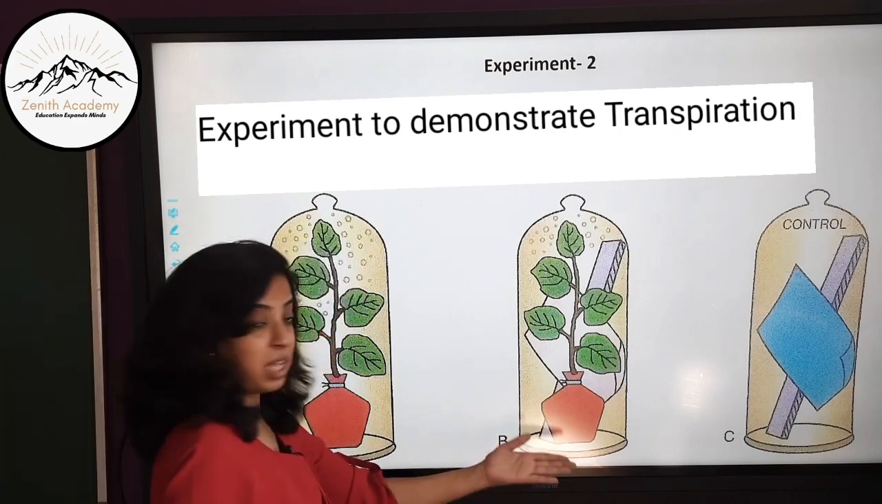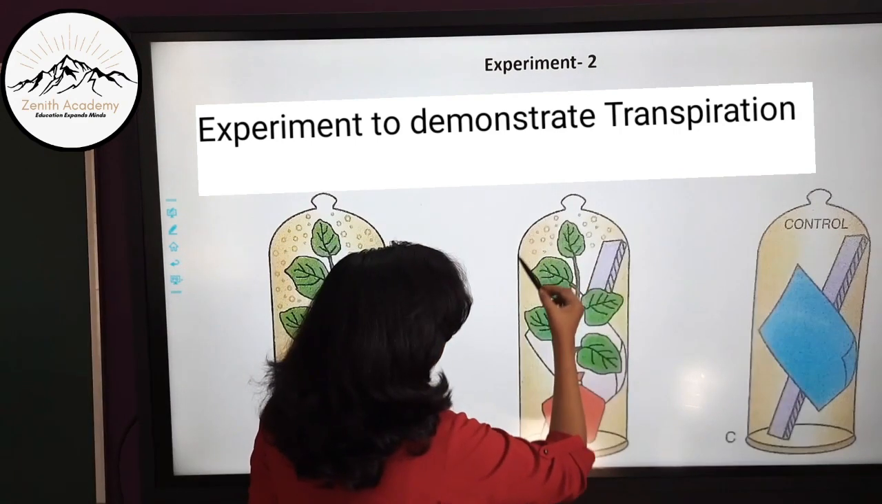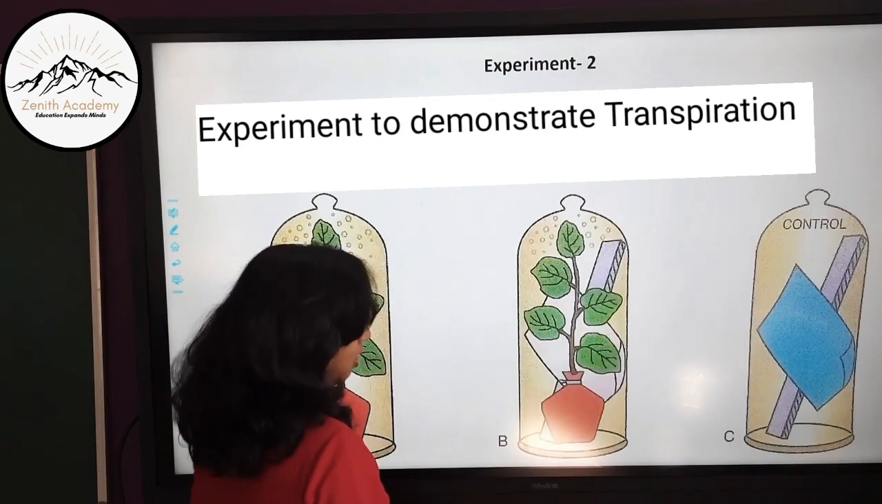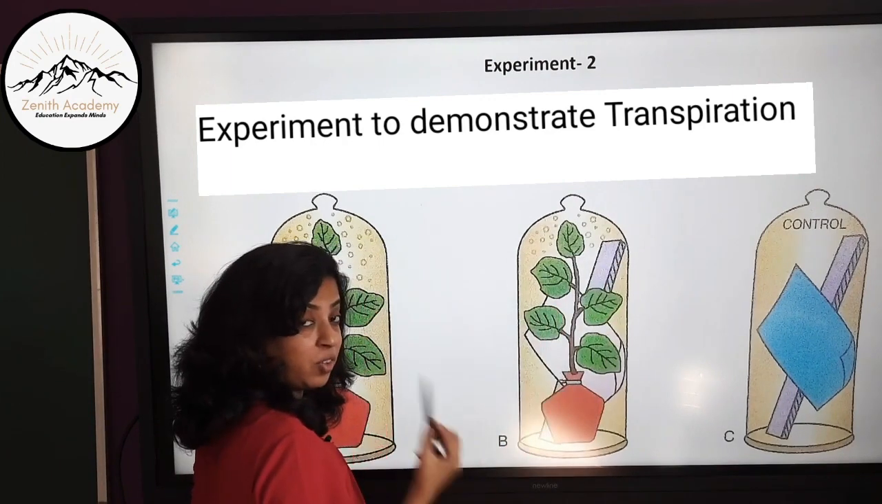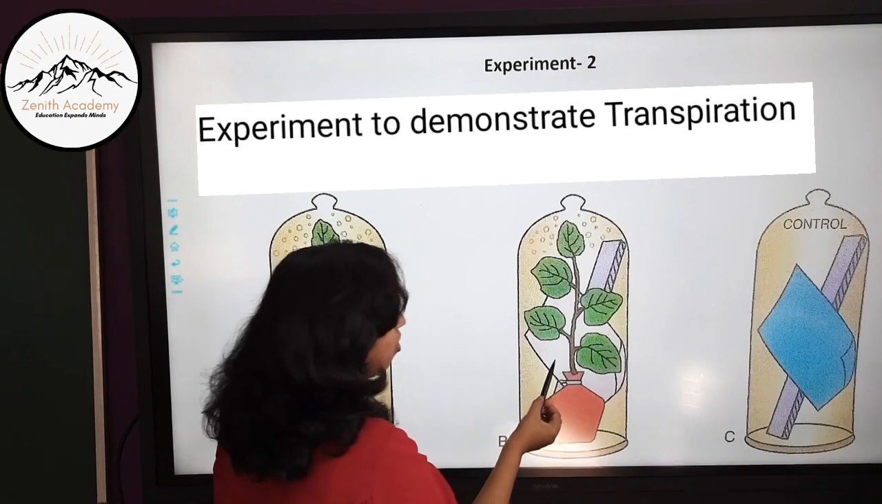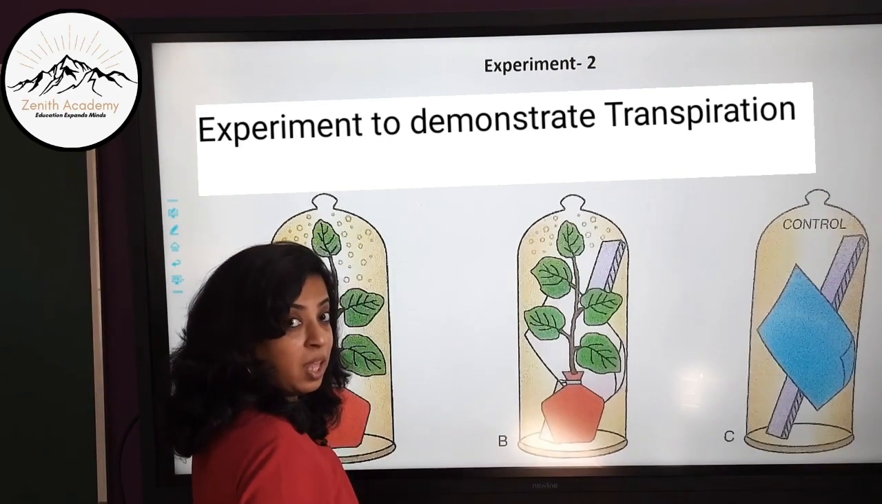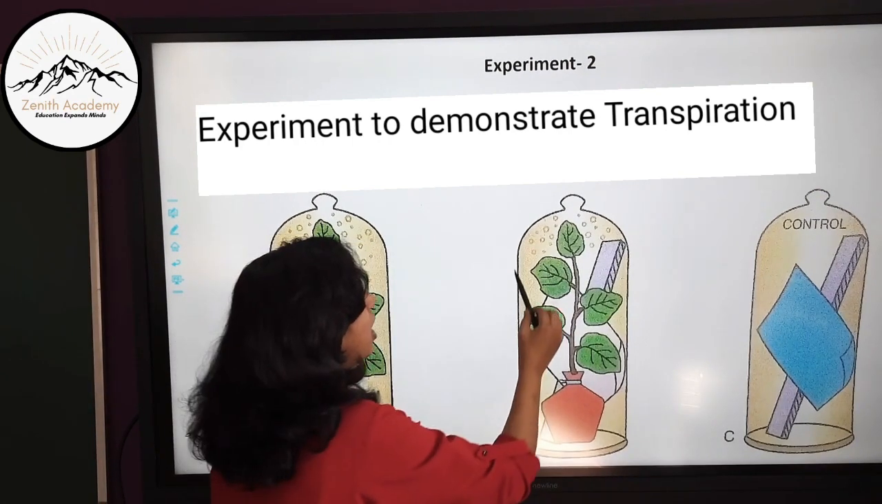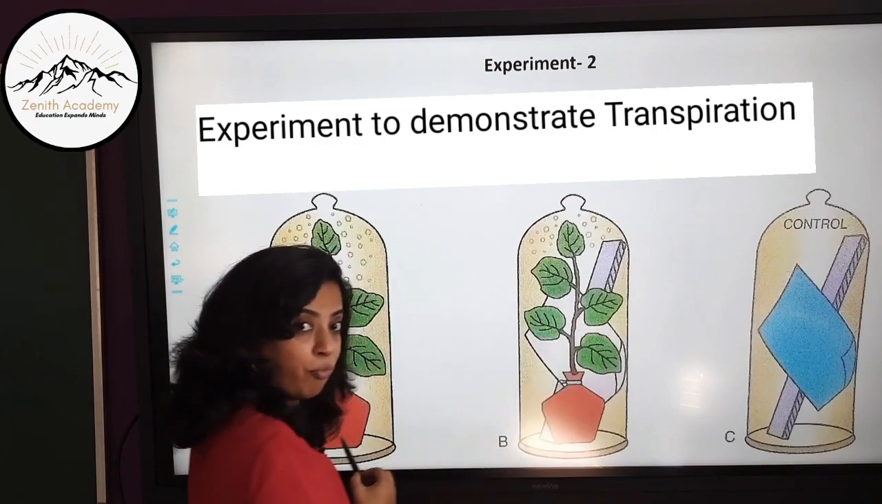The second arrangement also shows some water vapor droplets, and you will also see that the dry cobalt chloride paper has turned pink. This confirms that the droplets are of water.